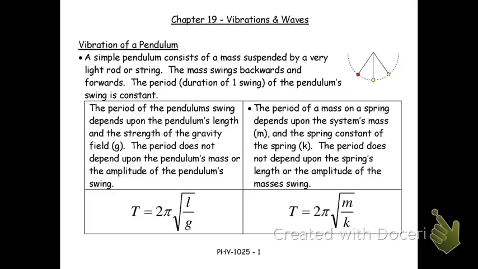People tend to blur the two of them together. It's a really good idea to try and figure out what's the oscillation and what's the wave, and then it kind of gets sorted out. So first of all, examples of oscillations. A good example of an oscillation is a pendulum.